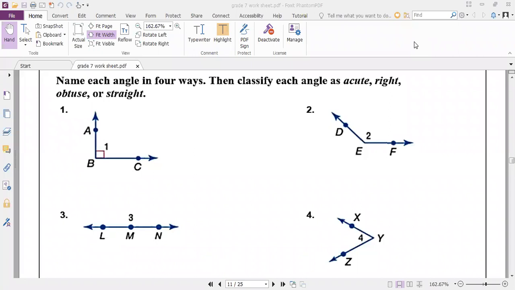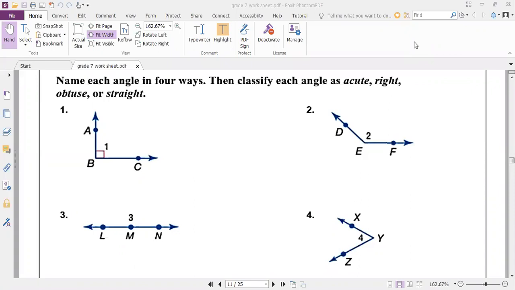Today we continue our revision. Our revision today is about angles and the classification of angles. We need to know the type of each angle: which angle is an acute angle, right angle, obtuse angle, or straight angle. Then classify each angle as acute, right, obtuse, or straight.